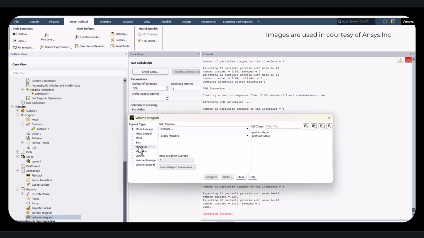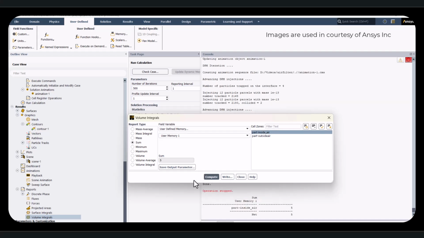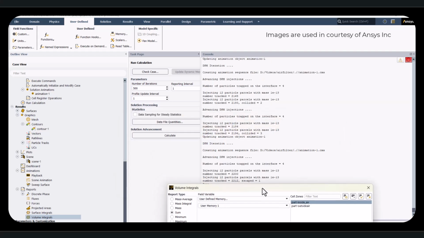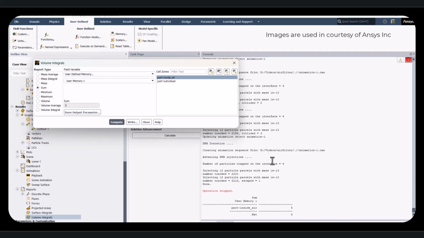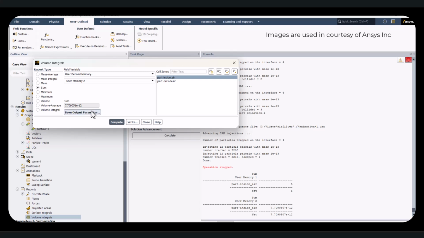Volume integrals, sum, user defined memory, and 1. Select this and compute. You can see 5 is the number of particles. So here on the interface 4, in the next iteration you get 5, so it is 5 the number tracked, and you can also get the mass that is being deposited due to this trapping. It's very low, of course, because the particle diameter is very low.